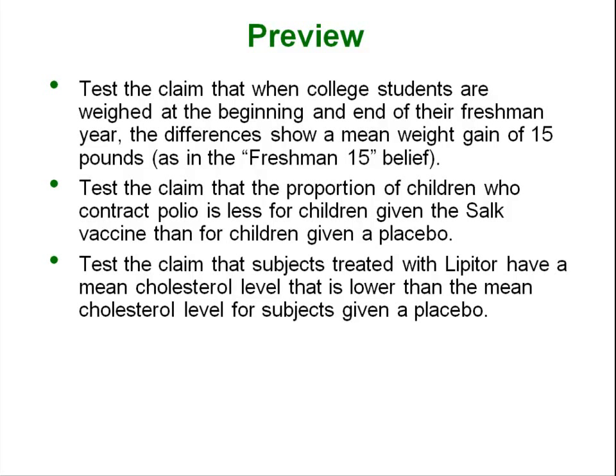Another simple claim would be that the proportion of children who contract polio is less for children who were given the Salk vaccine, the polio vaccine, than for children given a placebo. So you're basically testing the effectiveness of that vaccine. And another way that we could use these techniques would be to test the claim that subjects treated with Lipitor have a mean cholesterol level that is lower than the mean cholesterol level of subjects given a placebo. So you can see that this idea of testing two different groups is very common when you're trying to test the effectiveness of a drug, the polio vaccine, Lipitor, and anything else you can think of.